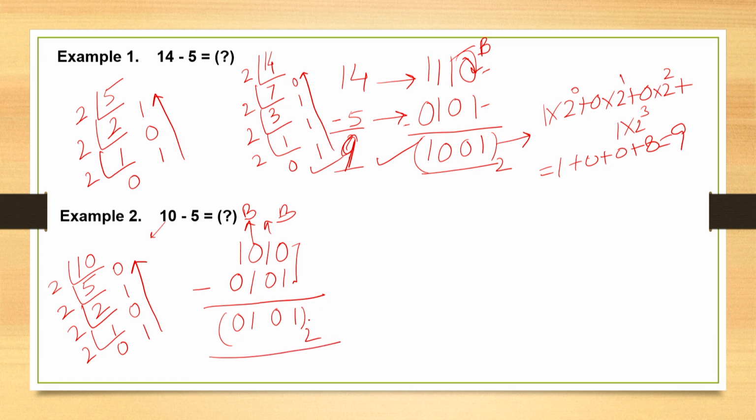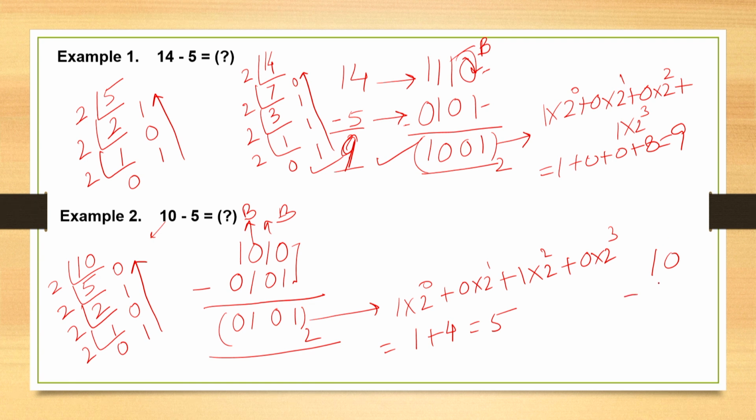What is it? This represents in decimal. It is 1 into 2 to the power 0 plus 0 into 2 to the power 1 plus 1 into 2 to the power 2 plus 0 into 2 to the power 3. So that comes out to be your 1 plus 4, which is equal to 5. Yes, 10 minus 5 is equal to 5. This is the answer. So this is for when we are subtracting the smaller number from the larger number. This method is for this type of subtraction.